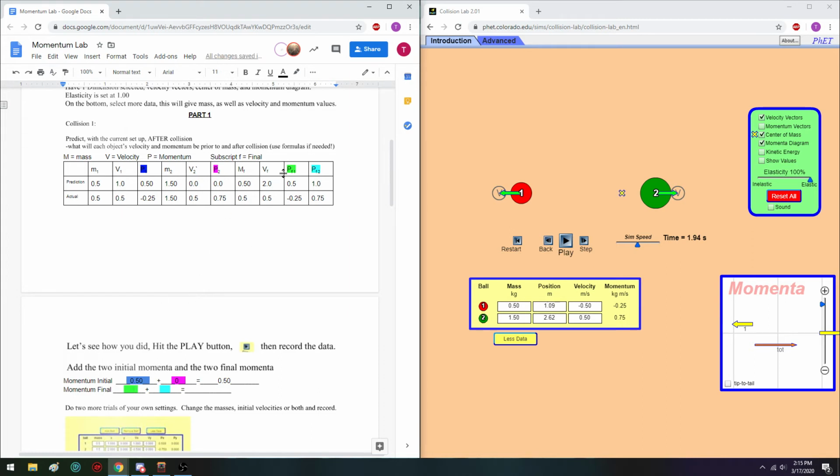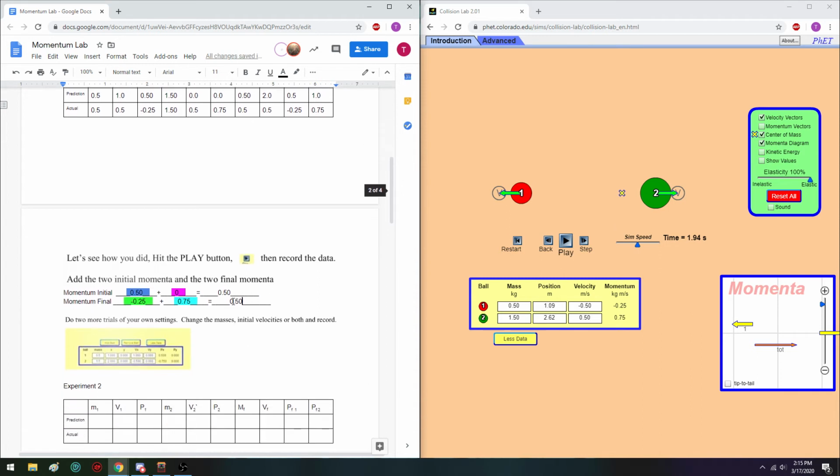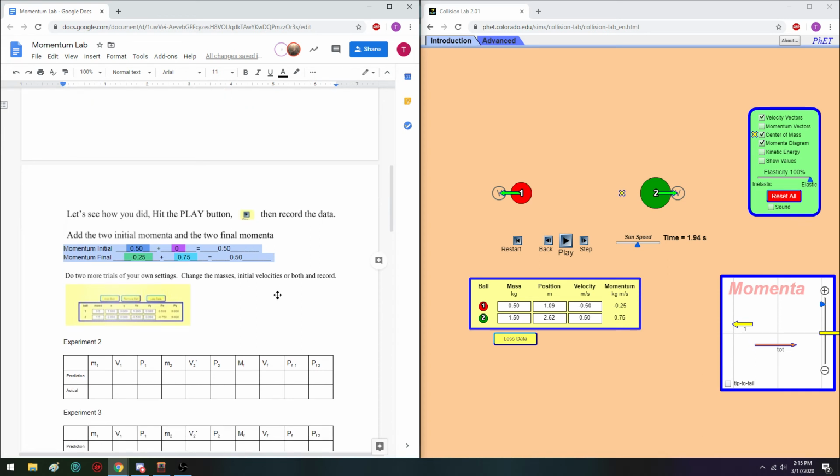Now, for the final, what do we get? Well, we had a negative 0.25 momentum for the first mass and a positive 0.75 as the second momentum. Now, what do you get when you do 0.75 minus 0.25? Well, you should get 0.50. Now, do our momentums match up? Well, they should. We both got 0.50 for each of them, thus making the law of conservation of momentum hold.